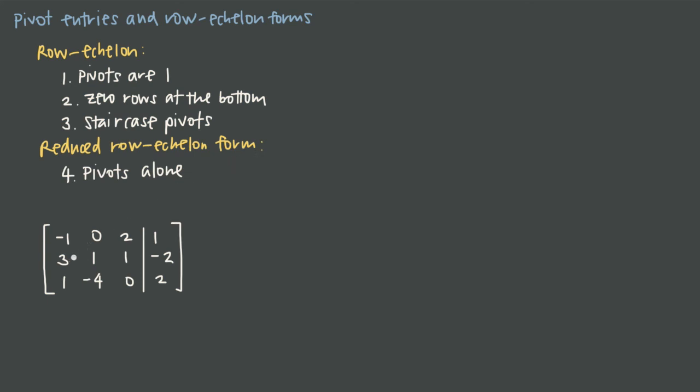But for now, let's just look at this particular matrix and figure out how to get it into row echelon form. So the first thing is we need all the pivot entries to equal 1. So let's go ahead and first multiply through the first row by -1, because that'll give us a +1 here in the 1, 1 position, which is what we want. We need all the pivots to be equal to +1. So if we multiply through by -1, we're going to get here 1 and then 0 and then -2 and then -1. And then we'll leave the other two rows the same. So 3, 1, 1, -2, and then we have 1, -4, 0, and 2.